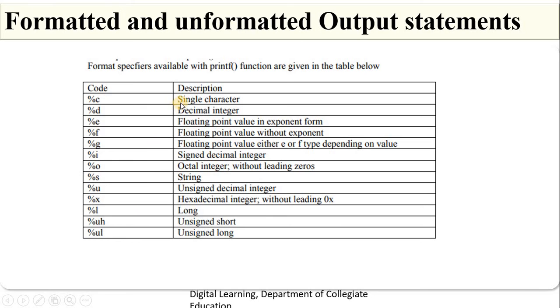So these are different format specifiers available for printf, as well as for scanf. %c is for a single character, %d is for a decimal integer, %f is for floating point without an exponent, right? %s is for string. These are all the format specifiers available for different data types.